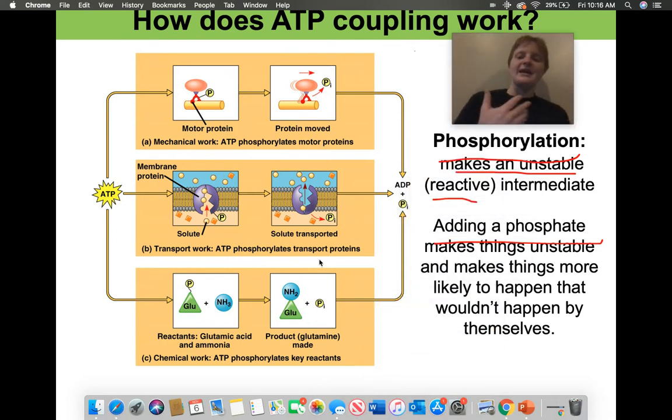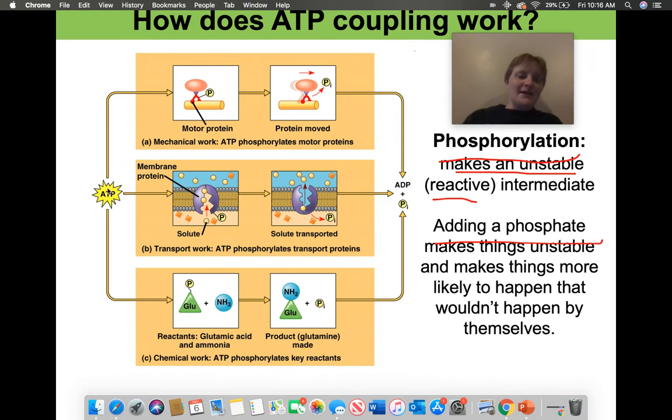So this is how that ATP hydrolysis, that energy coupling actually works. What we want to do is get this motor protein to take a step, right? We want to make it unstable enough to move this vesicle forward a little bit. So to do this, we add a phosphate. It makes it a little unstable. We're adding a phosphate, making it a little unstable so that it takes a step.